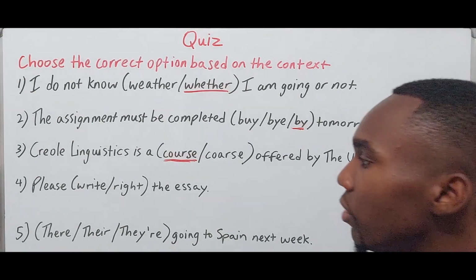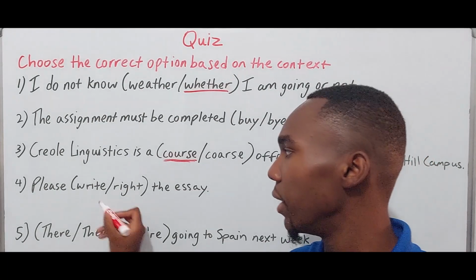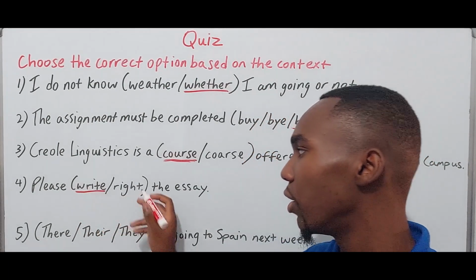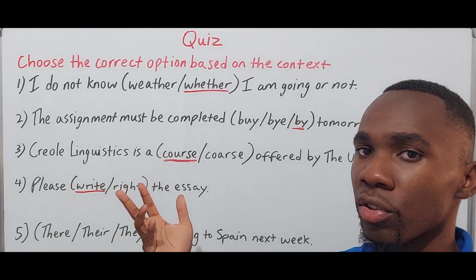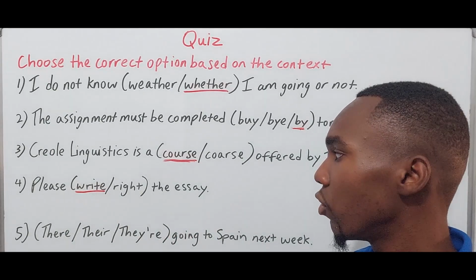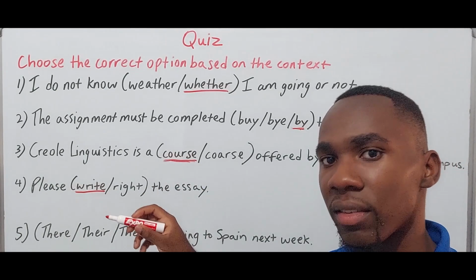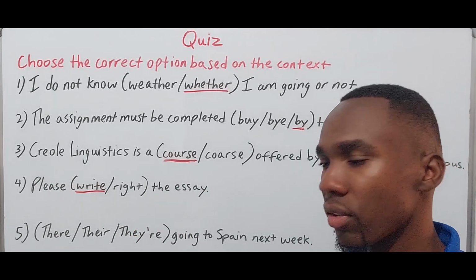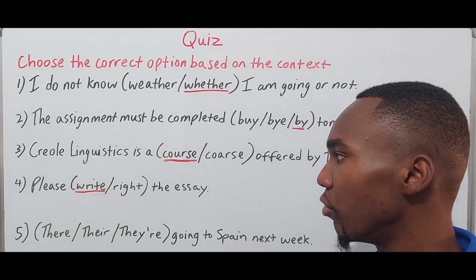4, please write the essay. Which spelling? The other right refers to the direction, or it could refer to, you know, human rights. So we want write, WRITE, as in form words with a pencil or pen or writing utensil. Please write the essay.